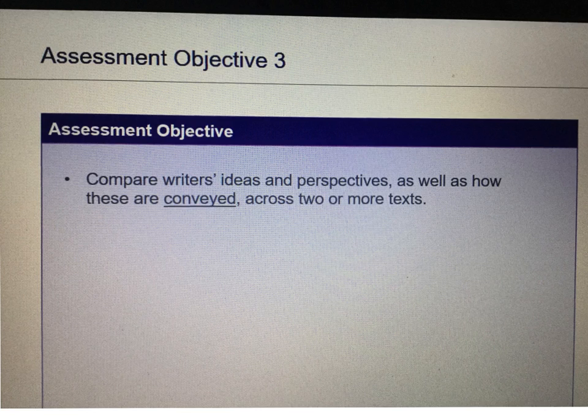This question is worth 16 marks and it is focusing on assessment objective 3, which is compare writers' ideas and perspectives, as well as how these are conveyed across 2 or more texts.